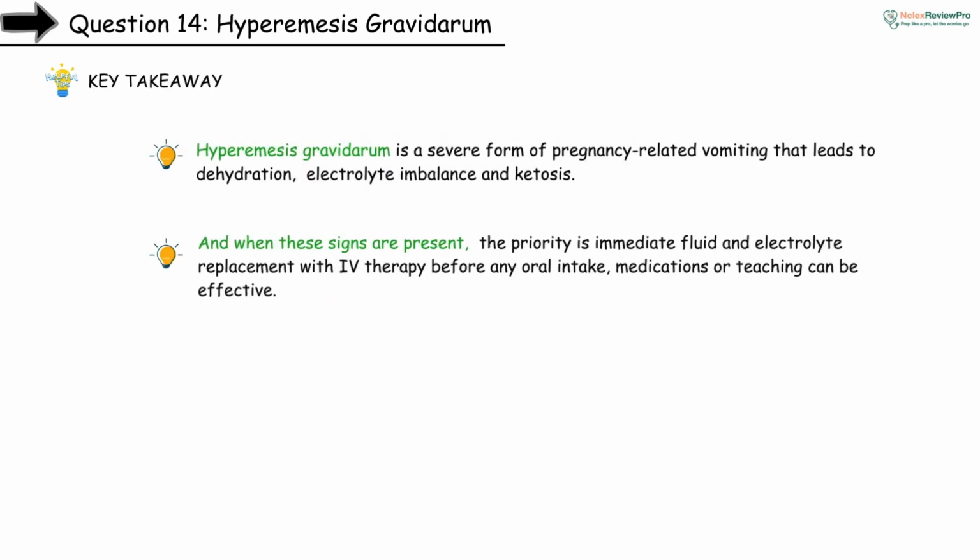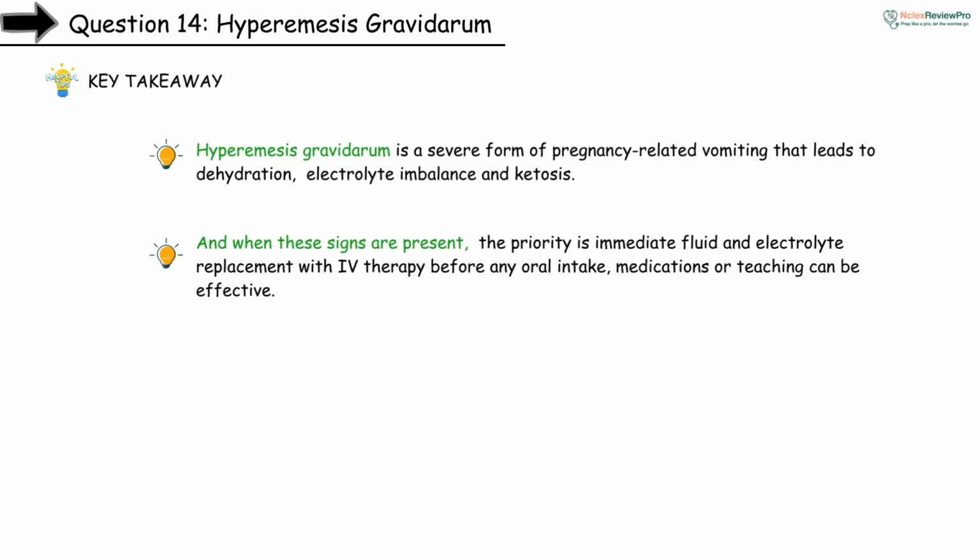So the key takeaway here is this. Hyperemesis gravidarum is a severe form of pregnancy-related vomiting that leads to dehydration, electrolyte imbalance, and ketosis. And when these signs are present, the priority is immediate fluid and electrolyte replacement with IV therapy before any oral intake, medications, or teaching can be effective.